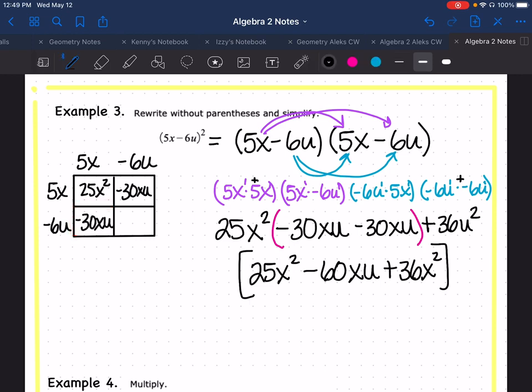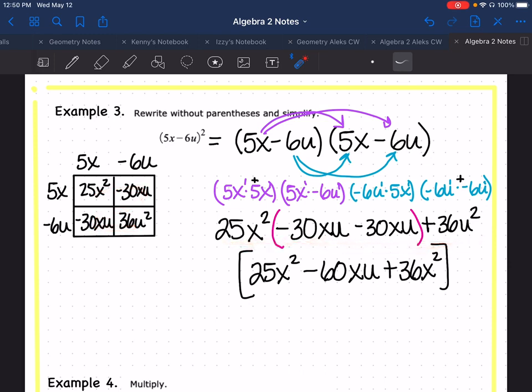Because remember, it is a square. And what we learned in geometry is, well, it's not a square, it's a rectangle. This side and this side are the same, this side and this side are the same. All right, and for the last one, negative 6u times negative 6u. Notice I see all of the terms here in my box that I see right here in my double distributing.